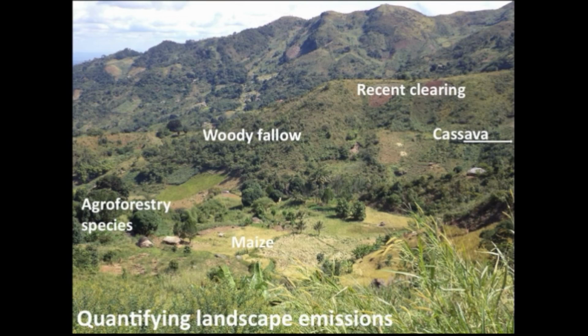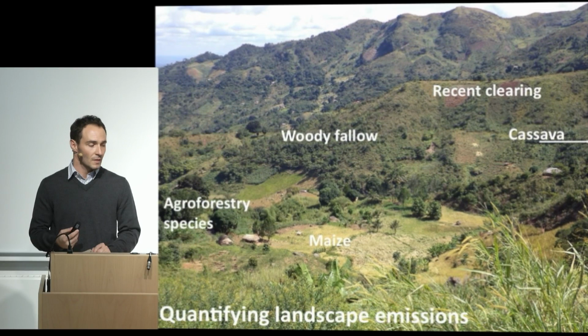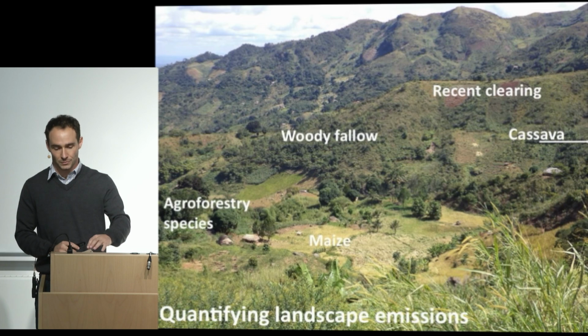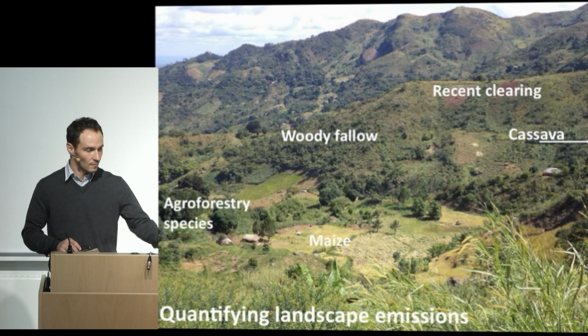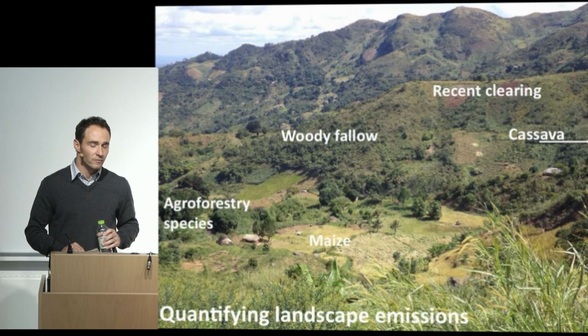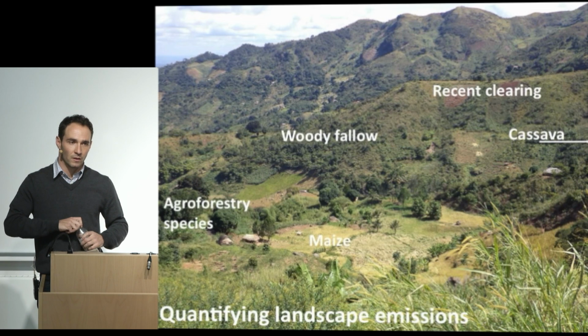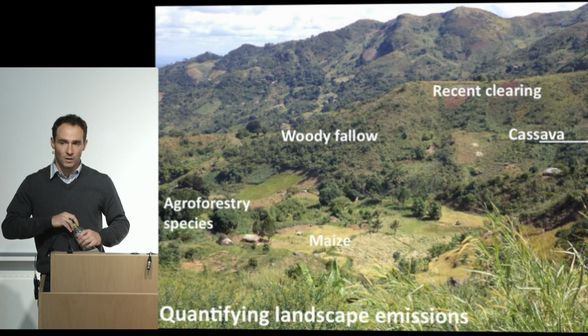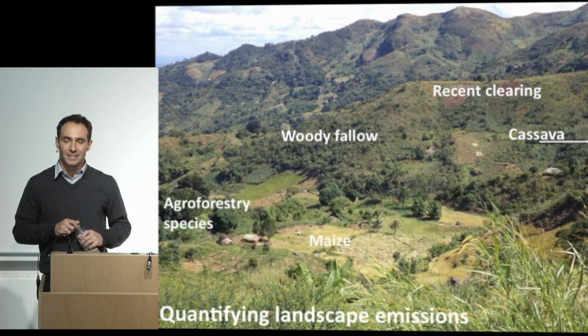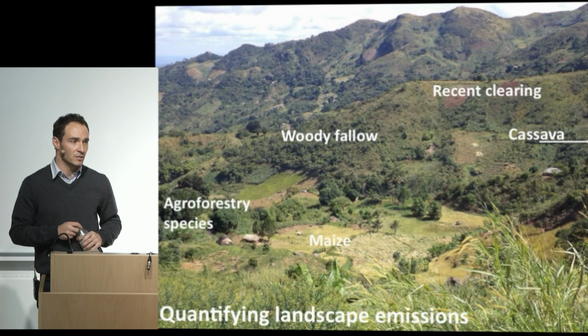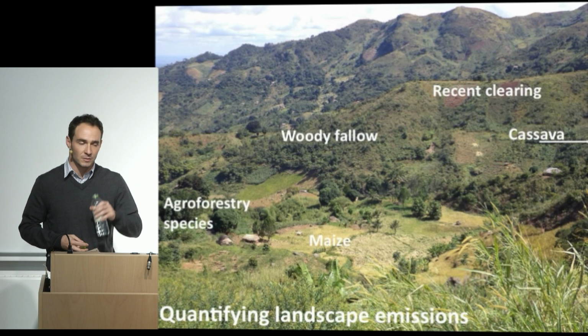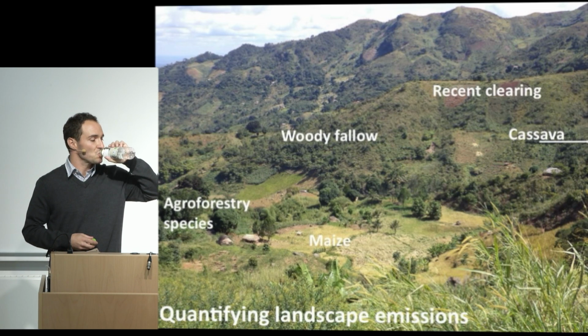So I'll spend the rest of my time talking about how we actually quantify emissions and what our goals are. And so we really have two goals when we're talking about quantifying emissions in this context. The first one is about getting baseline information about emissions at landscape scales. And the second one is really about identifying specific mitigation options.